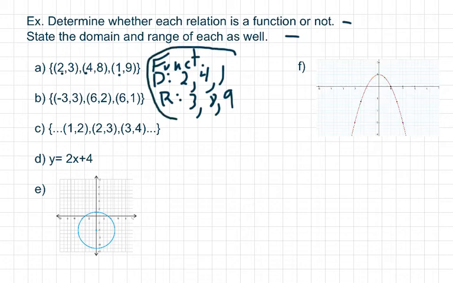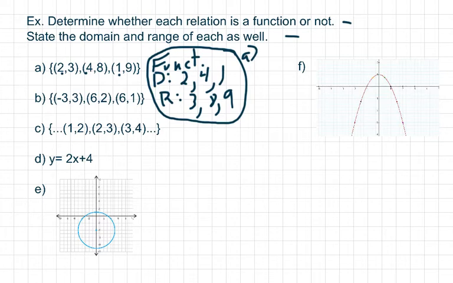So it's a function. The domain is just your x values. Normally I would write my x values in numerical order, like you could say 1, 2, 4. And then your range is your y values, which is just 3, 8, and 9. Okay? So that's our answer to A. Okay, so let's look at our answer to B.